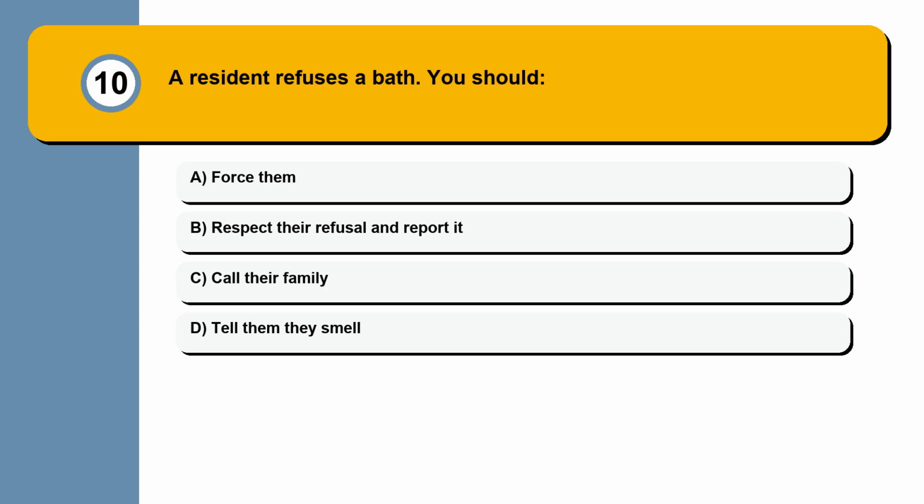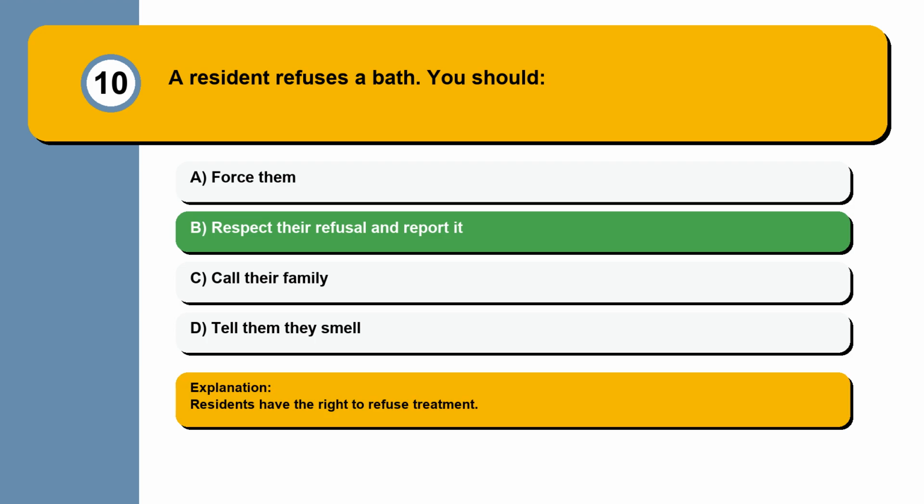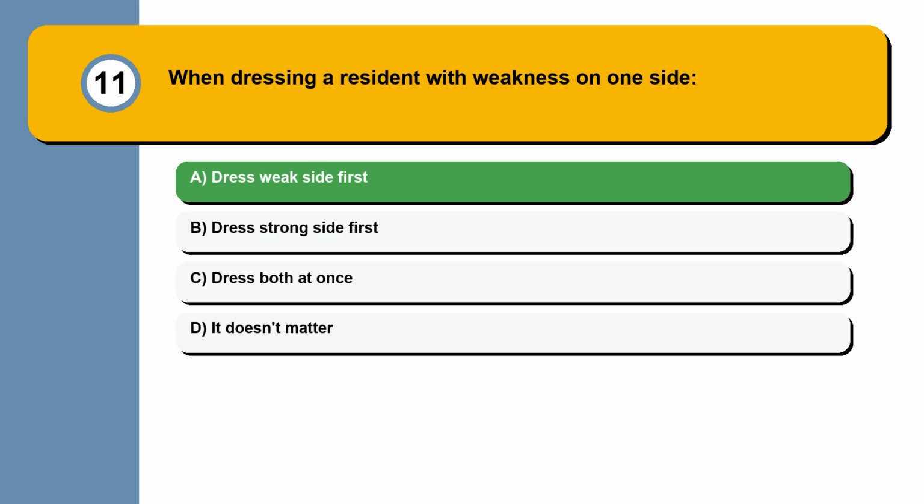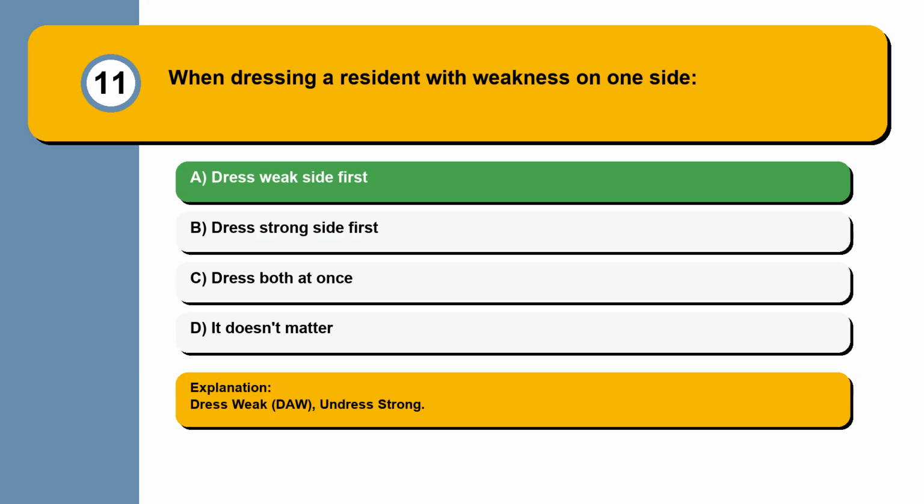Question 10. A resident refuses a bath. You should force them. Respect their refusal and report it. Call their family. Tell them they smell. Residents have the right to refuse treatment. Question 11. When dressing a resident with weakness on one side: dress weak side first, dress strong side first, dress both at once, it doesn't matter. Dress weak, undress strong.